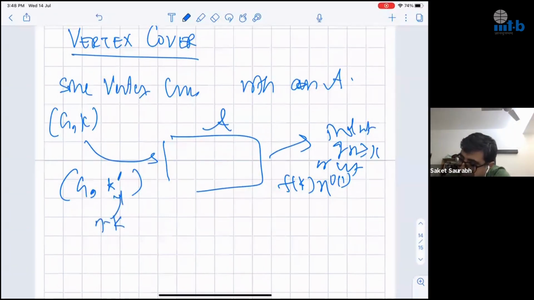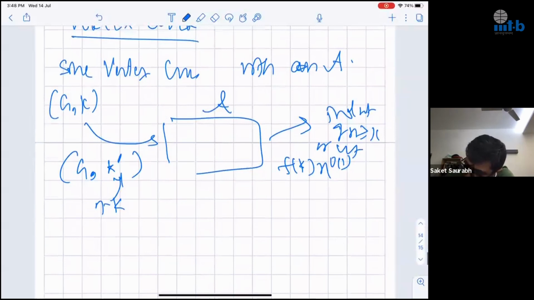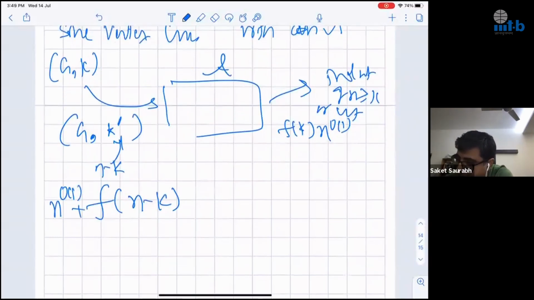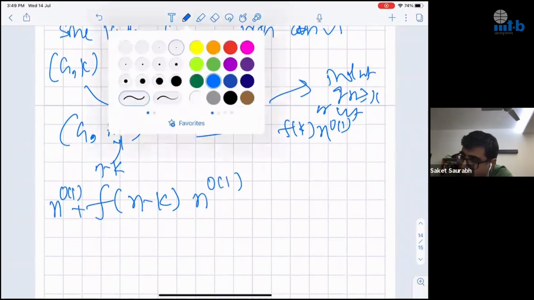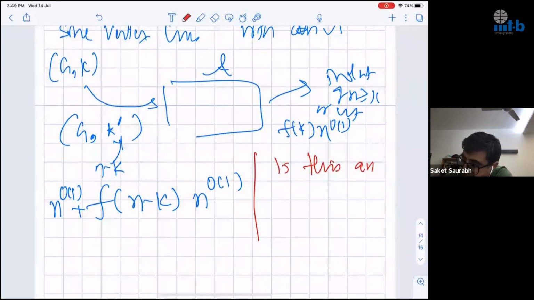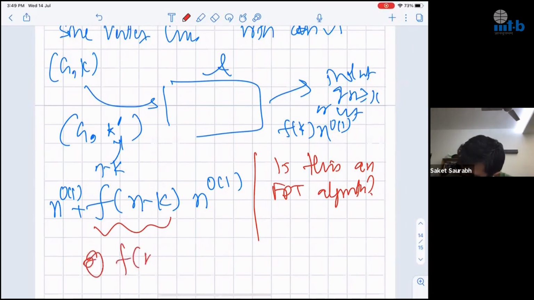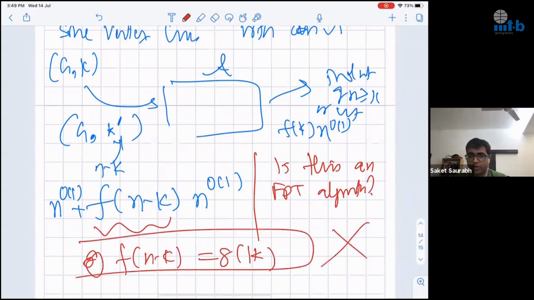I ran this algorithm A. Now this algorithm ran in time f of n minus k. So first of all, this transformation takes n to the power big O of 1 time plus f of n minus k times n to the power big O of 1. Question to you: is this an FPT algorithm? Why? Because there is absolutely no way I can write f of n minus k equal to g of k, right? Doesn't look possible for some g.